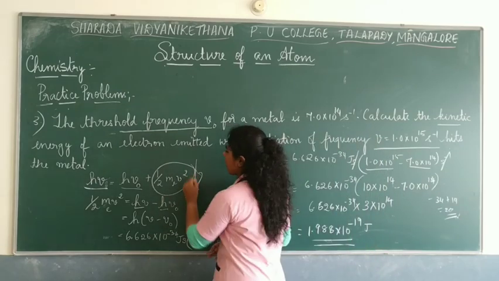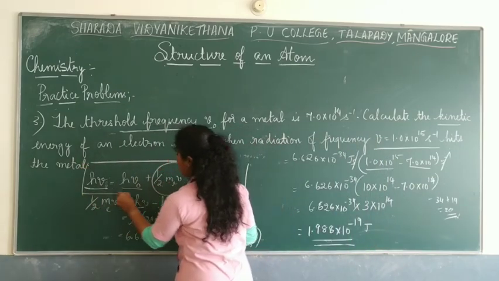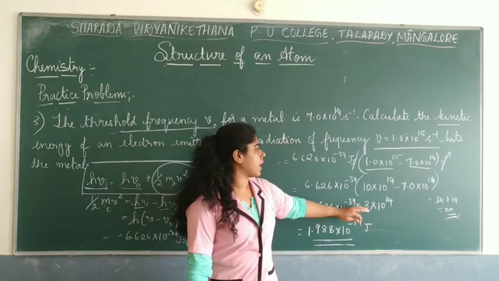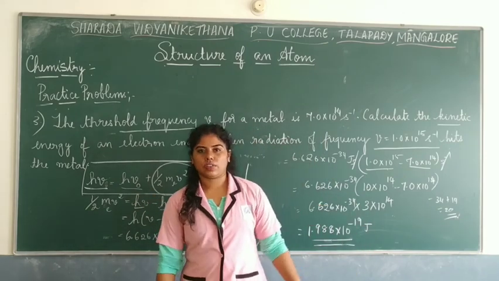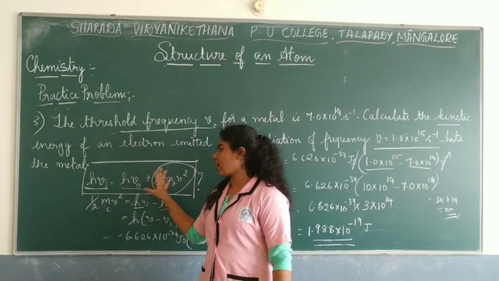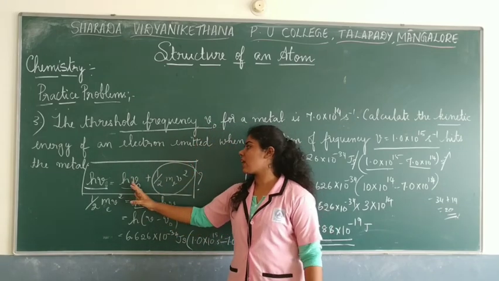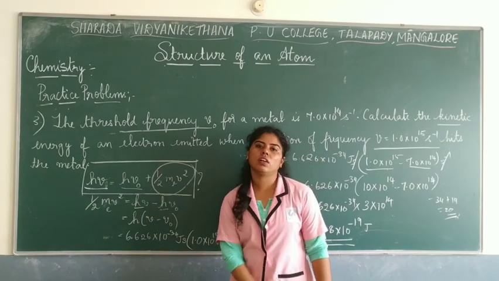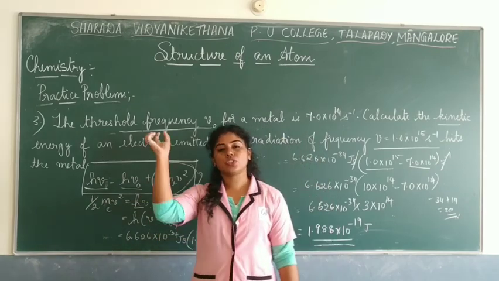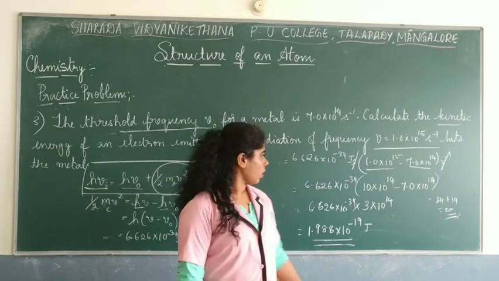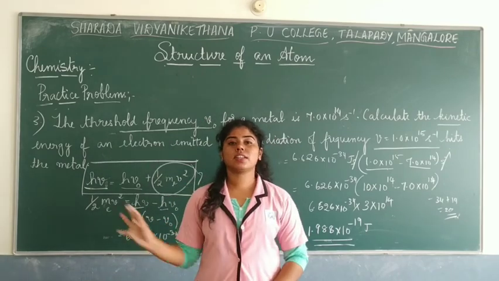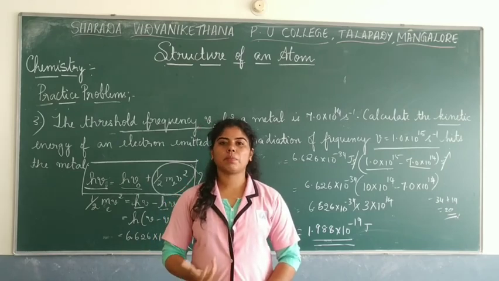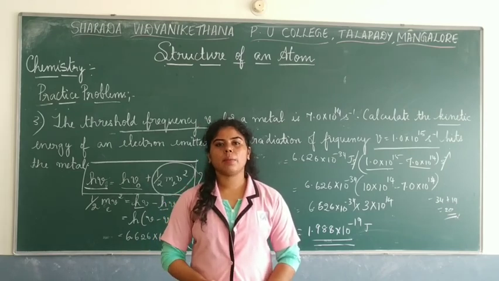So this is the expression, and from this you can easily calculate the energy. If they ask, you can calculate from this formula itself. If they ask for threshold frequency, you can find it out from here, given the energy and the frequency of the light which is actually hitting the metal. So I hope these three problems are clear. Practice makes you understand in a better way.